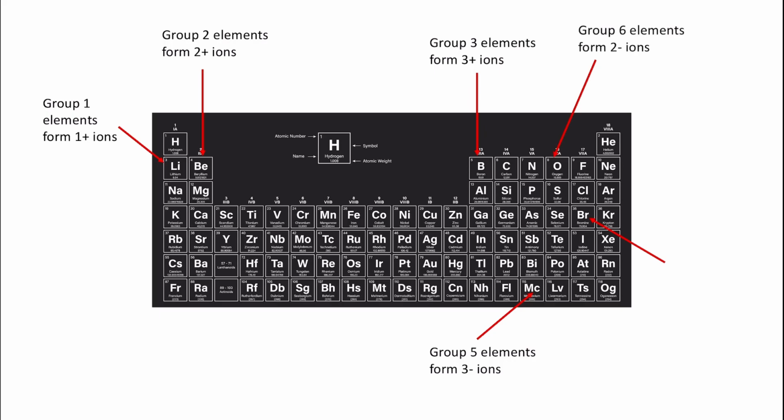Group 6 elements have 6 electrons. They gain 2 more to give you 2- ions. And group 7 elements have 7 electrons. They gain 1 extra electron to form 1- ions.